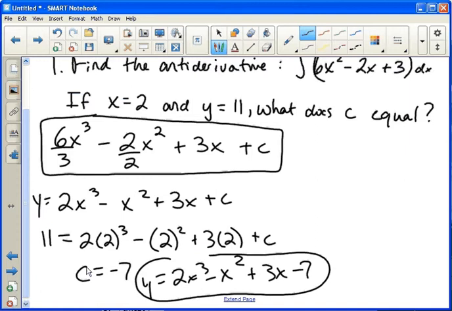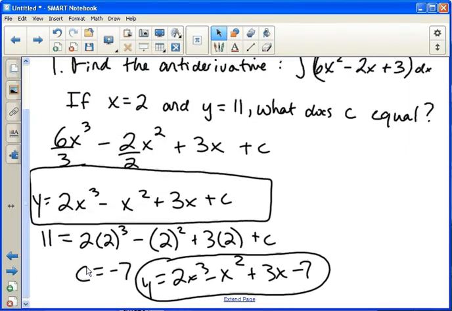I suppose actually this would be my particular or general solution up here, since it's the simplified version. But again, the only difference between the general solution and the particular solution is that the general solution still has plus c, and the particular solution you've solved for c and plugged it back in. So let's look at a second example.